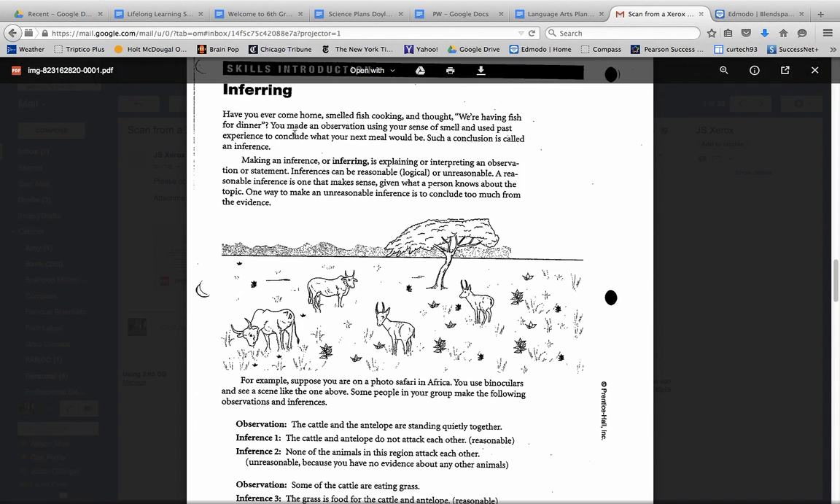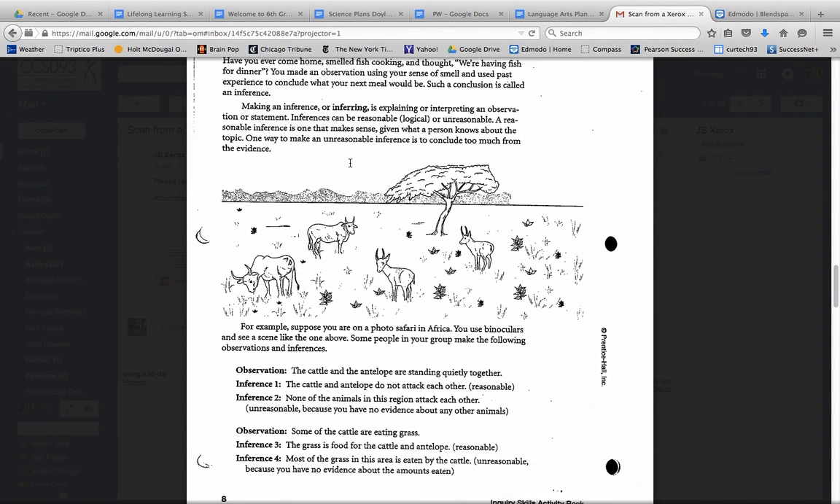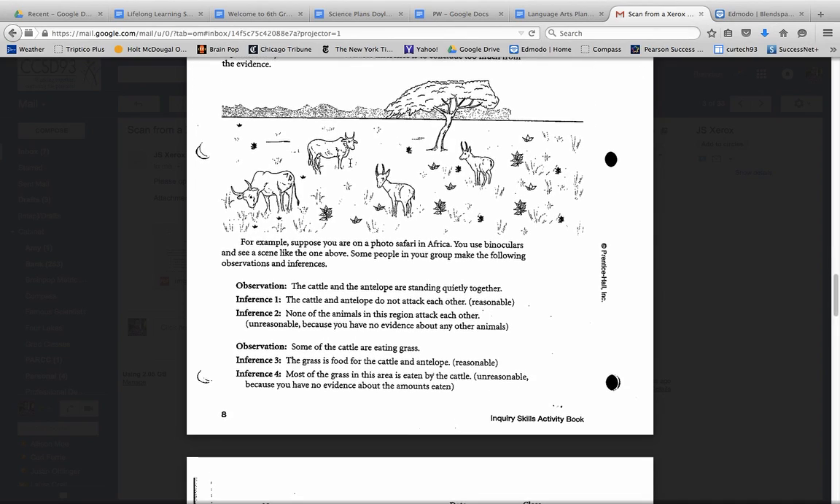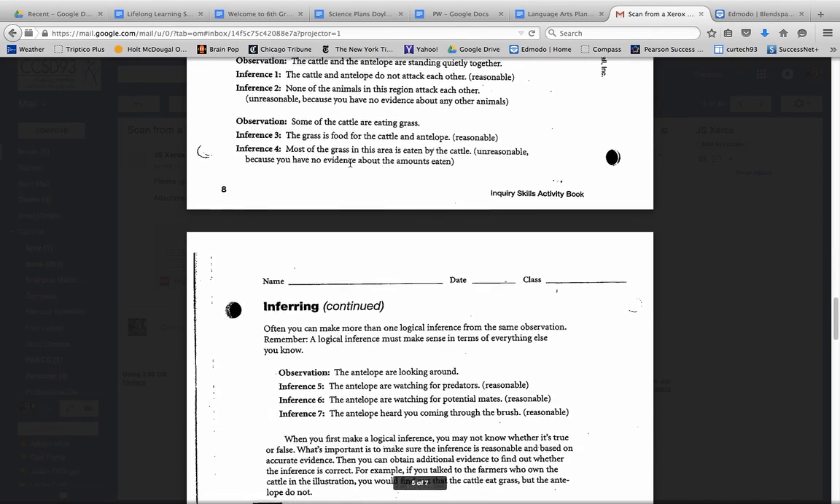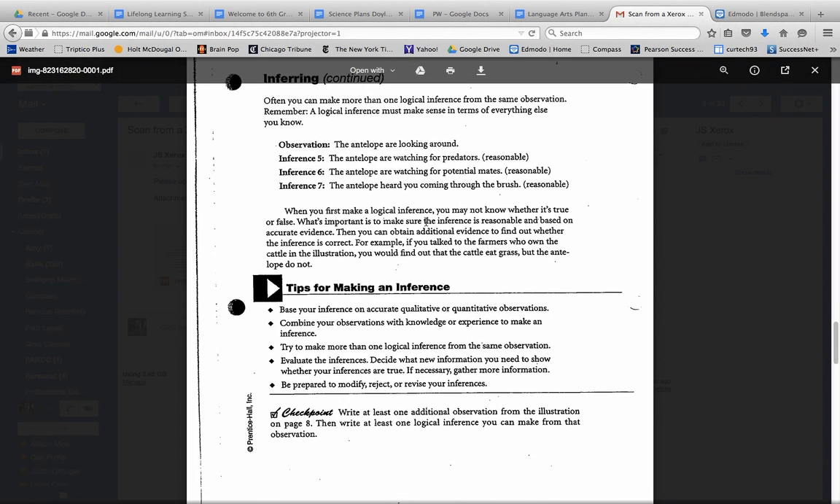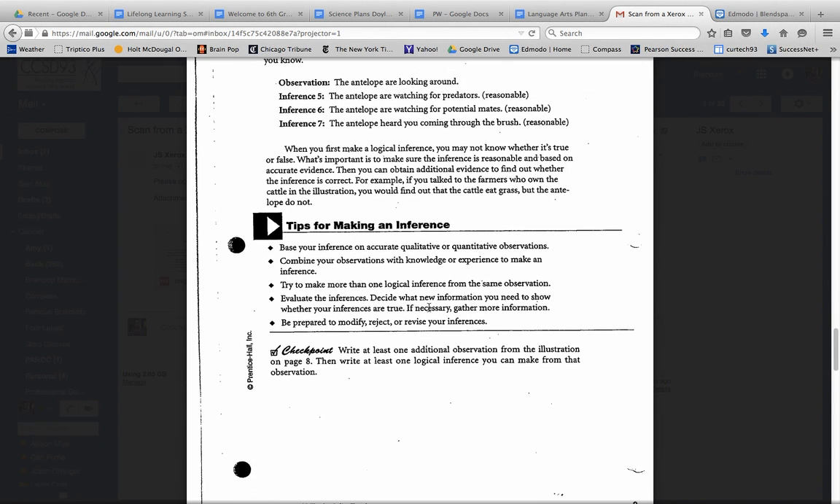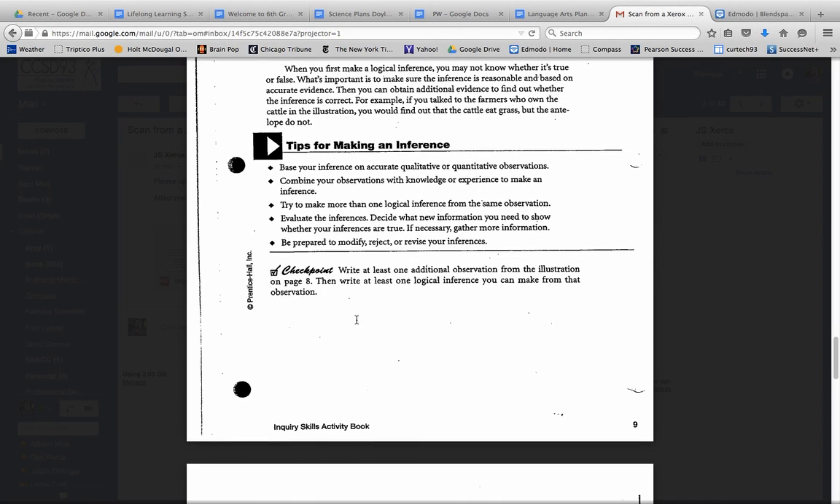So read through this, and again, underline examples, underline definitions, and I'll be looking at what you underlined. And this just continued onto this page, so keep reading and underlining or highlighting important info. Read through these tips, very useful, and then answer this checkpoint question as well.